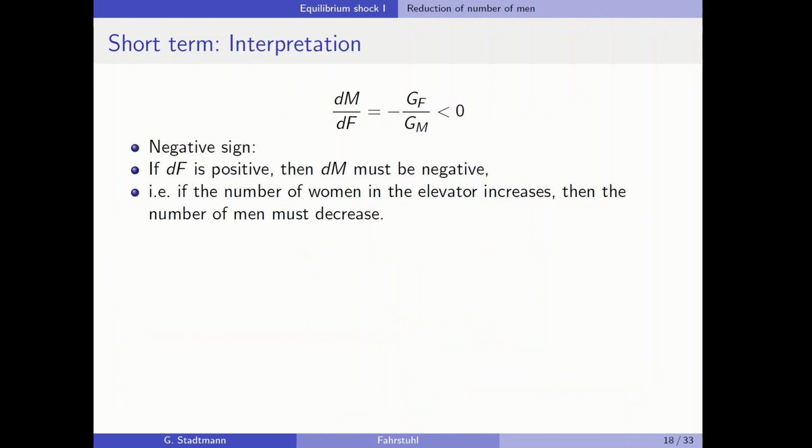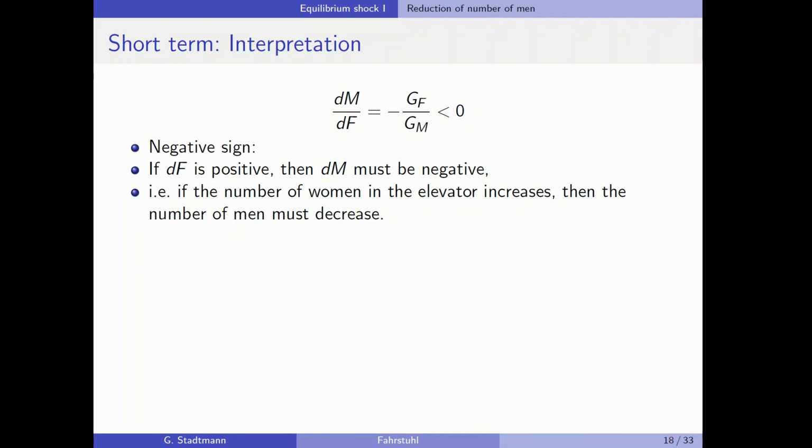So this term has a negative sign. In case that df is positive, then dm has to be negative. If the number of women in the elevator increases, then the number of men has to decrease.